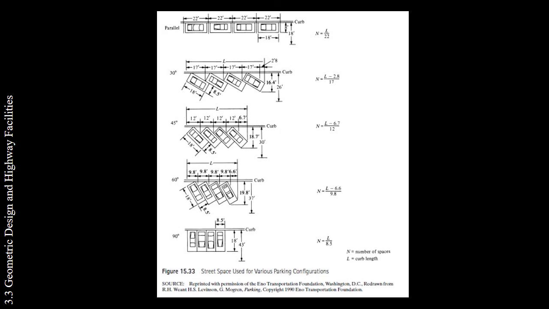So the next illustration is street parking used for various parking configurations. So there are given lengths for parallel, for 30 degrees, for 45 degrees, for 60 degrees, and for 90 degrees. N is the number of spaces and L is the curb length.